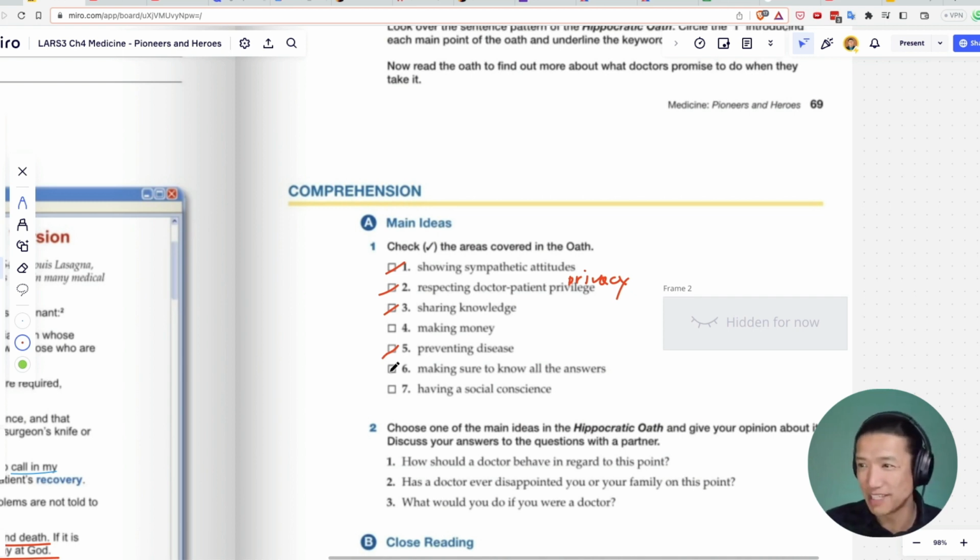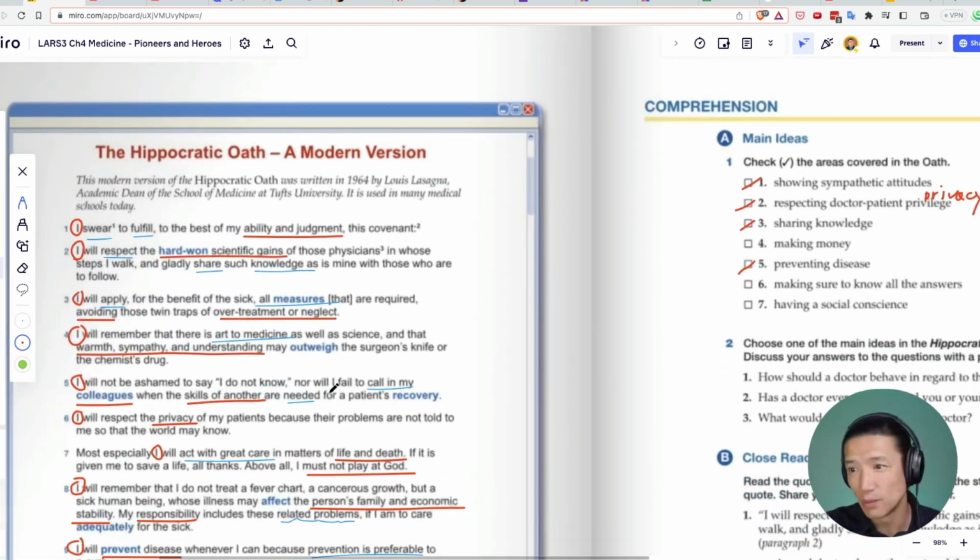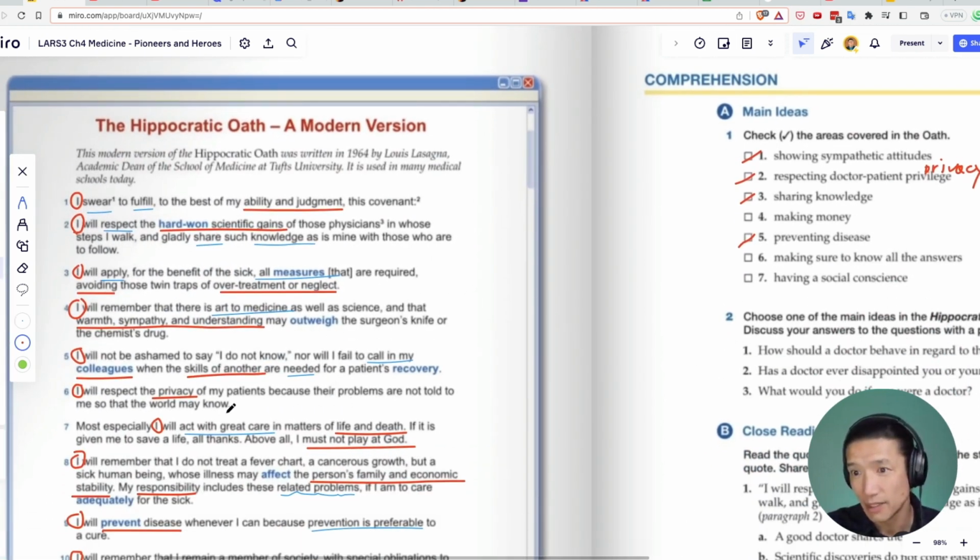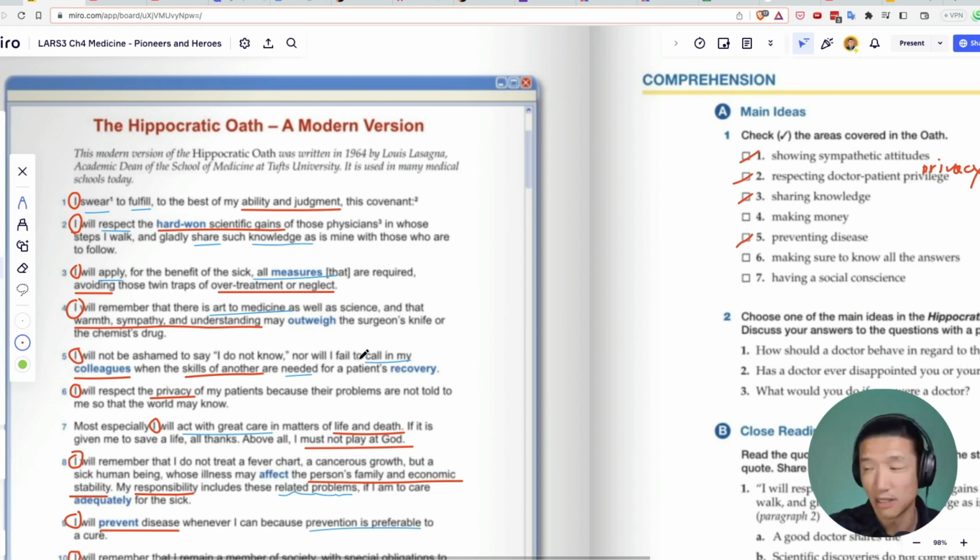Making sure to know all the answers. Does a doctor need to know all the answers? Where does it say? It said something: I would not be ashamed to say, I do not know, nor will I fail to call in my colleagues when the skills of another are needed for a patient's recovery, right? So doctors aren't supposed to be all-knowing.